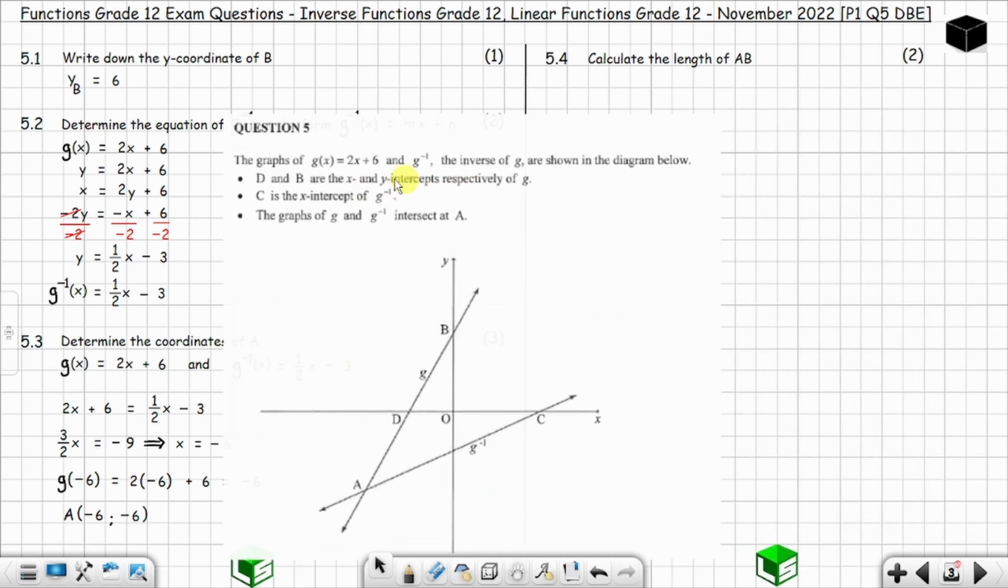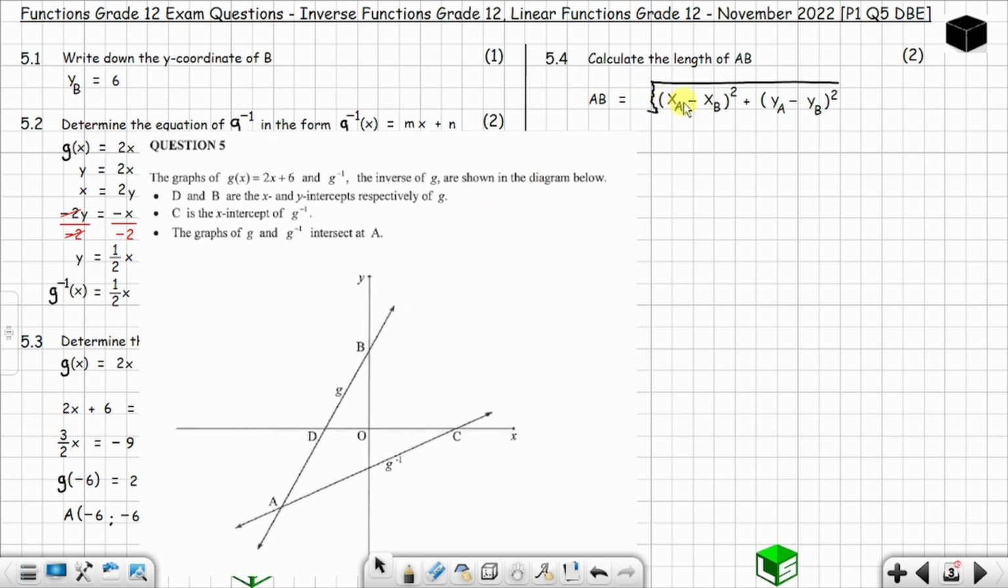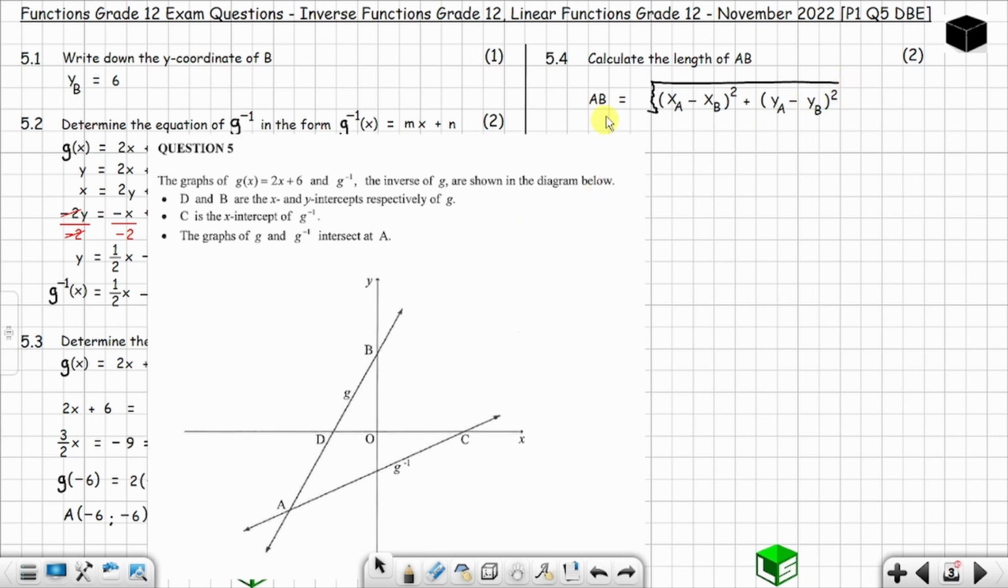Okay, in this question, you can use the distance formula. Okay, this one, AB is equal to this. We are going to cover this in analytical geometry. So you can use this formula to get the length AB. So you have the x coordinate of A minus the x coordinate of B in bracket square plus you have the y coordinate of A minus the y coordinate of B in bracket square and you have the square root. Okay, so let's use this formula to calculate the length AB.